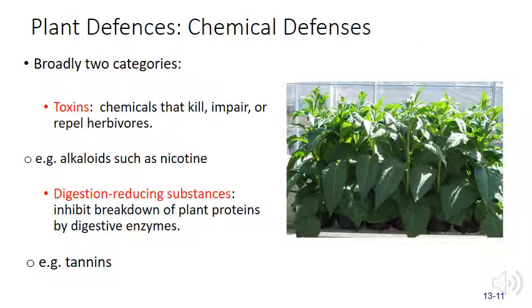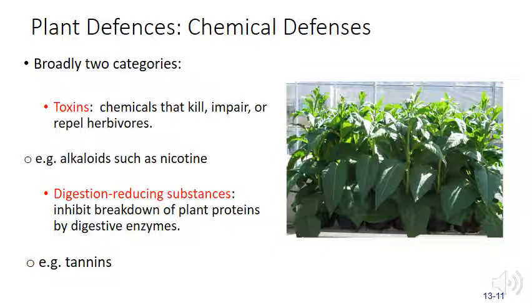The second major category of resistance defense are chemical defenses, and these themselves can be placed largely into two categories. The first are toxins. So these are chemicals that might kill, impair, or repel their herbivores. So these toxins include lots of chemicals that humans use medicinally or recreationally. Things like cocaine, morphine, and nicotine are all chemicals found naturally in plants.